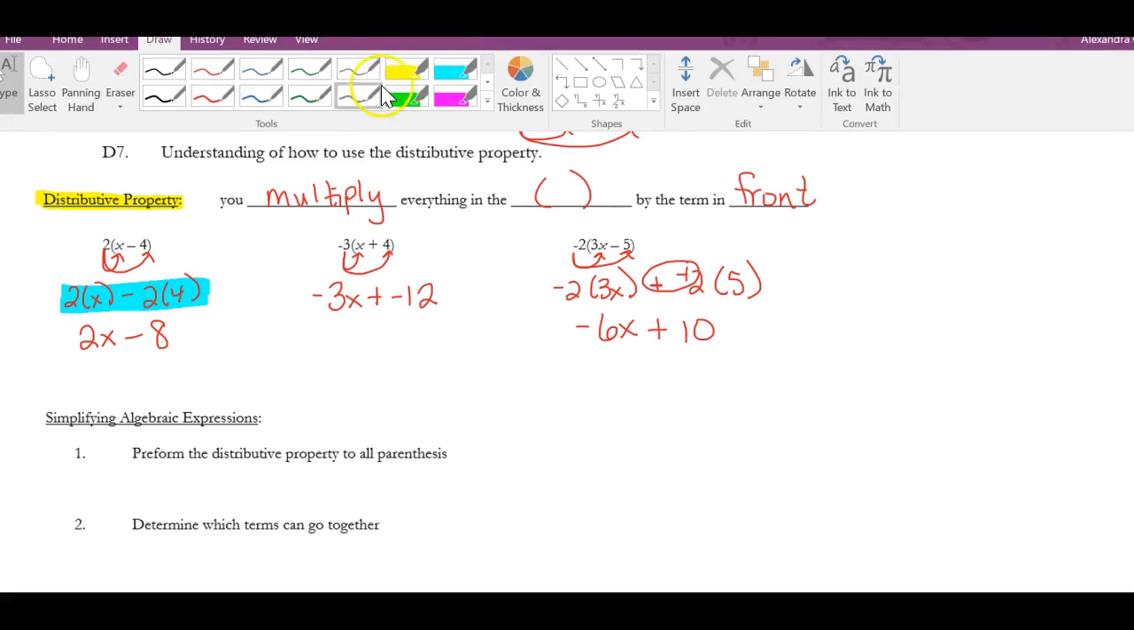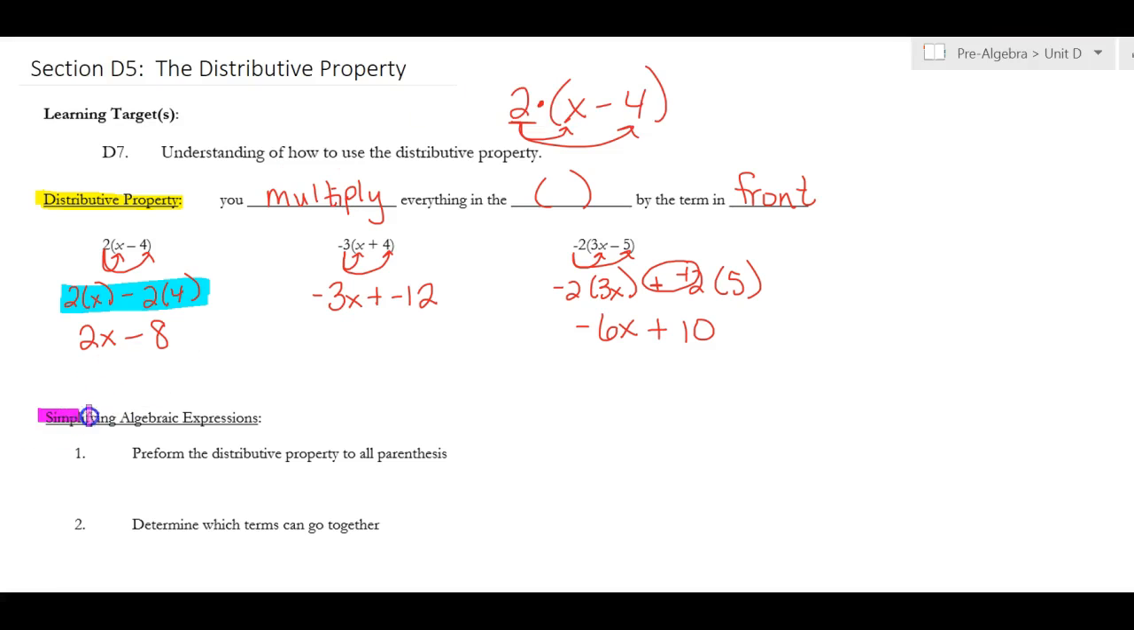Okay, so now simplifying. Simplifying is when you combine like terms. You're not solving, you're just combining like terms. So let's look at what happens. First thing you always do is you always perform the distributive property to all parentheses. So let's say I have this example, 2 times (x plus 1) plus 3 times (x minus 6).